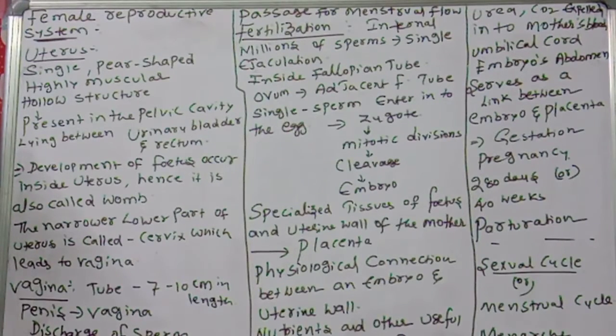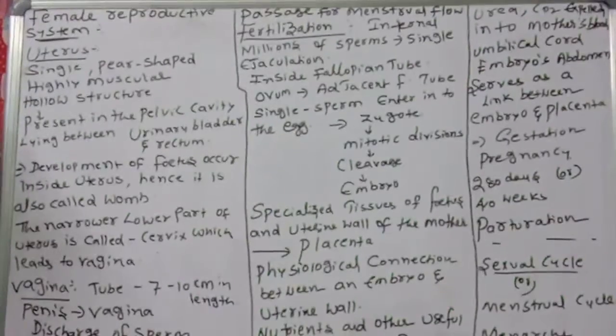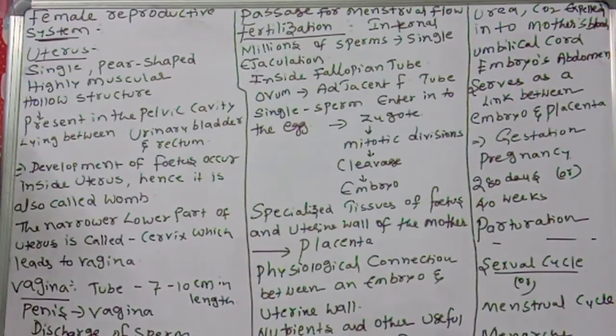Next, we also discussed the fallopian tubes. These are paired tubes originating from the uterus, one on either side. The fallopian tubes extend up to the ovary on their respective sides. The fimbriae are there, which collect the eggs, as we discussed in the previous class.